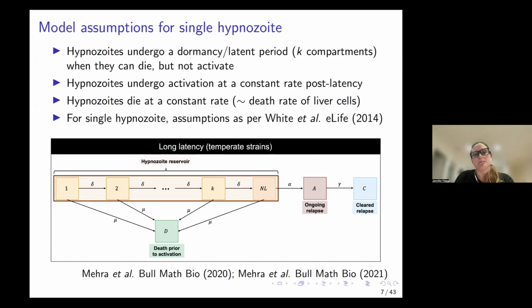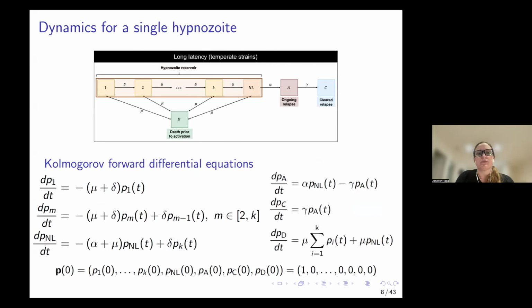So given this compartment structure, we can then write down what this model would look like. This is the dynamics, remember, just for a single hypnozoite. Here's the same compartment diagram I showed you before. We can write down a set of Kolmogorov forward differential equations for the probability of a single hypnozoite being in any of the states. And so here is the set of ordinary differential equations that govern how those probabilities change over time.